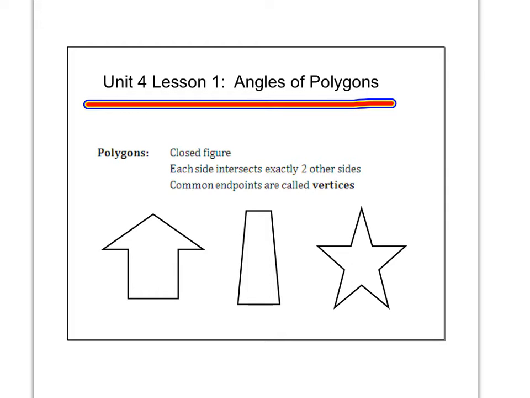We're going to study polygons today, so you need to know what a polygon is. A polygon is a closed figure and each side intersects exactly two other sides. And the common endpoints are called the vertices.